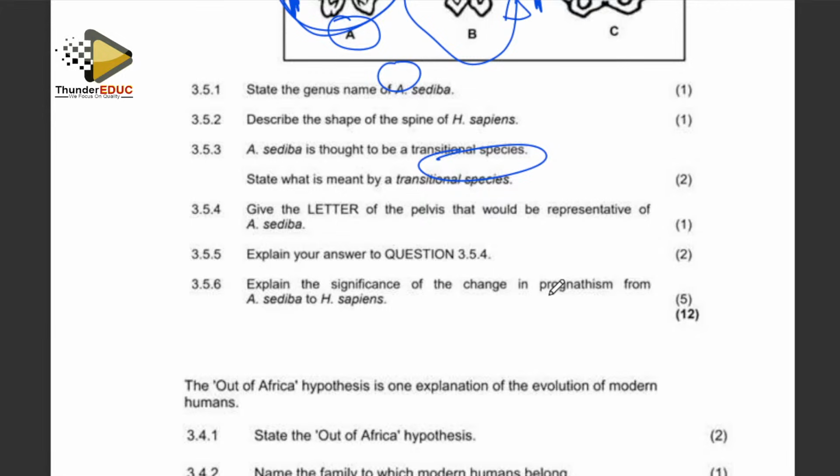State the letter of the pelvis that would be represented.